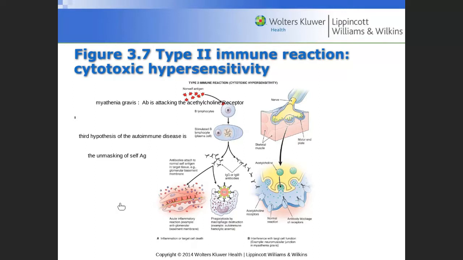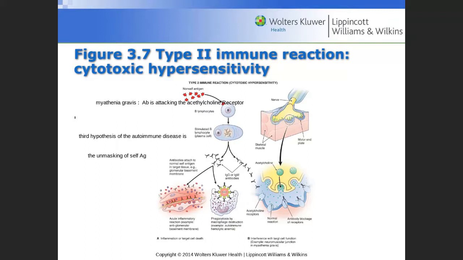But once it's exposed, perhaps the blood, which never reached the antigen, never reached the acetylcholine receptor, somehow exposes the acetylcholine receptor to the blood. Now antibodies are produced against it, which leads to myasthenia gravis. In general, we call that the unmasking of the self-antigen, right? So now you know at least three: molecular mimicry, unmasking the self-antigen, and dysregulation of regulatory T cells.